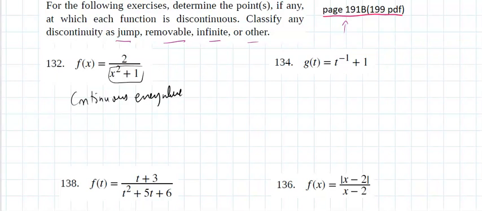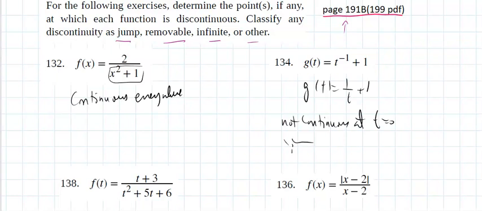So no harm done there. So I know this is not continuous at t equals 0. And if I take the limit as t approaches 0 of 1 over t plus 1, if you remember the shortcut, that's infinity. So we say that's an infinite discontinuity.